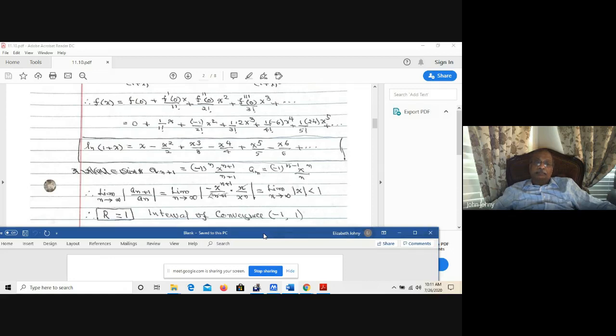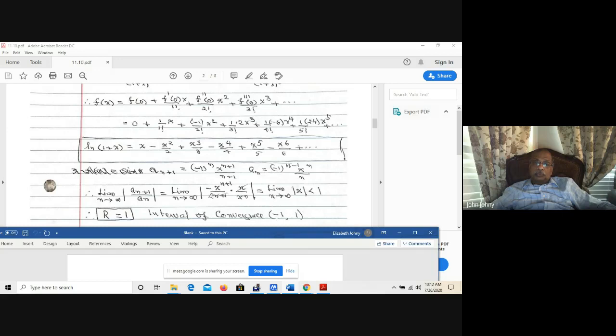What does it mean? It means this series is valid, this expansion is valid only for a value of x that lies between negative 1 and positive 1. And if it is outside that limit, it is not valid. In fact, it is true for x is equal to 1, but it's beyond the scope of our syllabus.